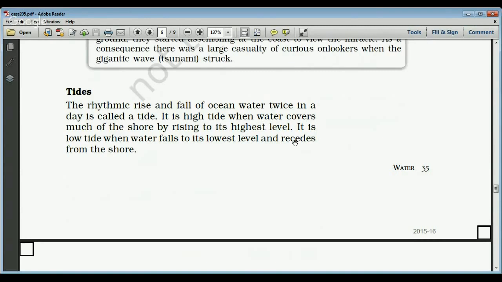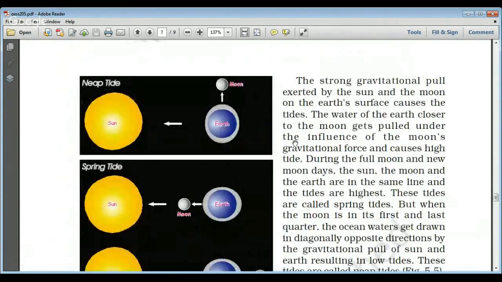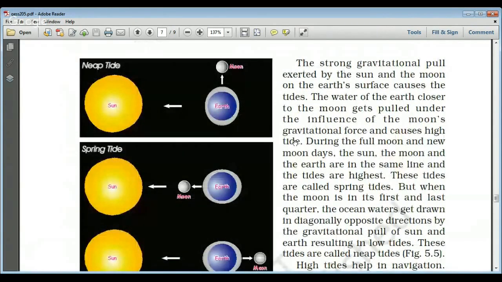And there are two types of tides, high tide and low tide. High tide is when water covers much of the shore by rising to its highest level, and low tide occurs when water falls to its lowest level and recedes from the shore. The strong gravitational pull exerted by the sun and moon on the earth's surface causes these tides.